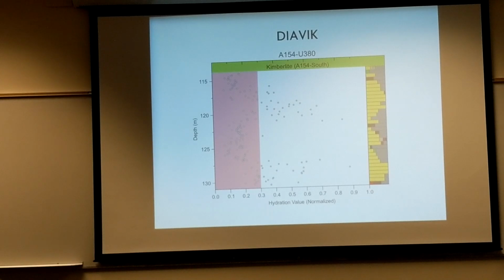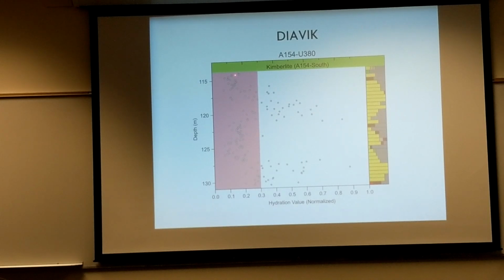Diavik. Ralph went to Diavik and measured the A154 south kimberlite and crustal rocks around A154 north. And what's interesting is that this is a different scale. Before, we were measuring one spectrum every meter, and then we thought, let's see what's really happening on the fine scale. What happens if you measure one spectrum every 10 centimeters and see what that heterogeneity looks like?